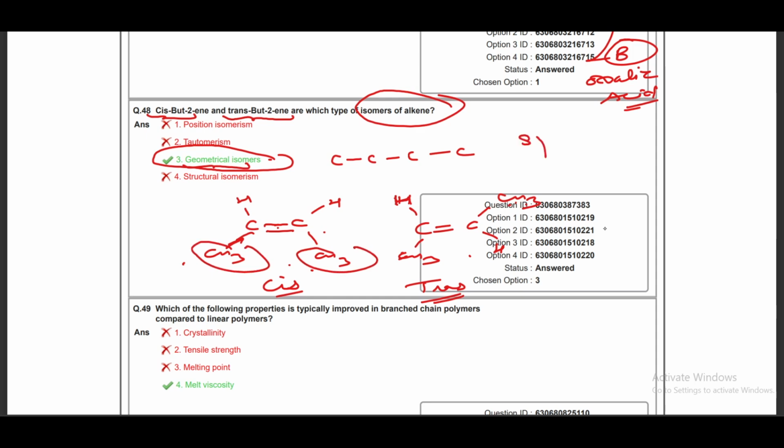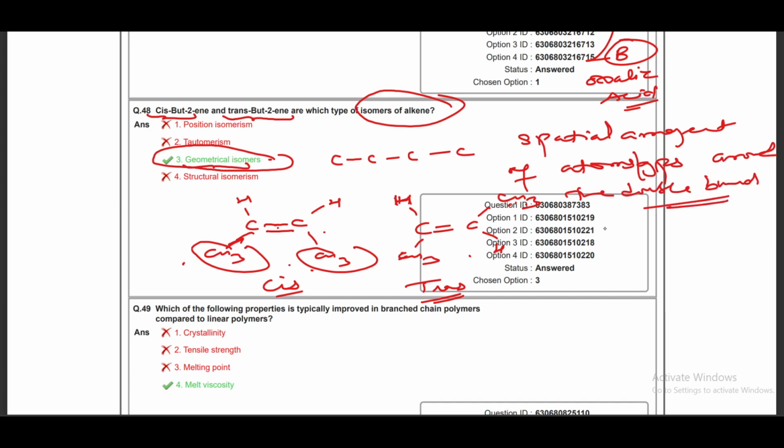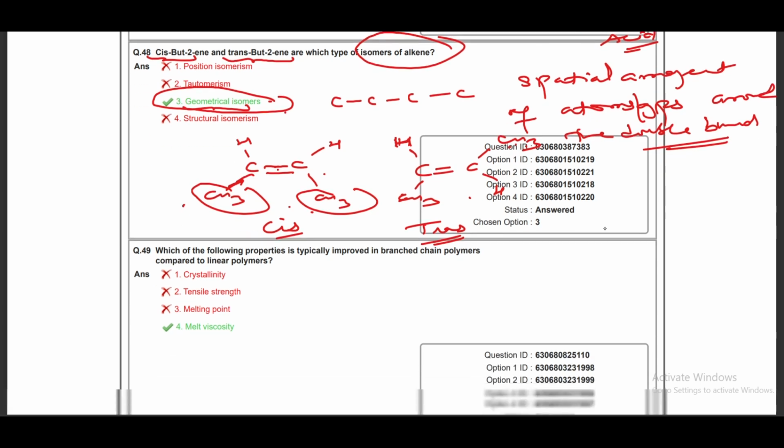Okay, spatial arrangement of atoms or groups around the double bond. This happens in geometrical isomerism. So both are geometrical isomers. So the third option is the correct answer.